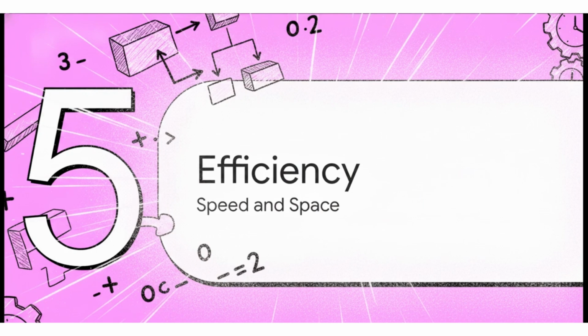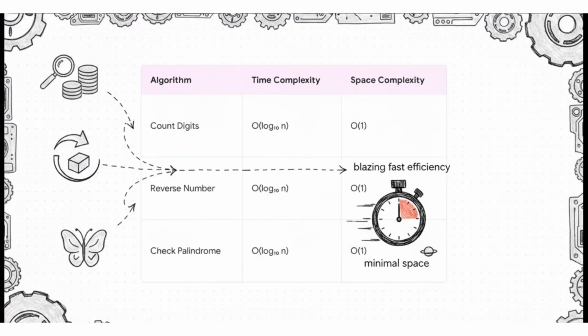Finally, part 5. The big takeaway on efficiency, speed, and space. We've solved 3 distinct coding problems using these basic math operators, but there's a hidden common thread here. When you look at the complexity analysis, something remarkable stands out. Despite achieving totally different goals, counting, reversing, and palindrome checking, all 3 algorithms operate at the exact same blazing fast efficiency. Every single one of these functions has a time complexity of O(log base 10 n) and a space complexity of O(1).